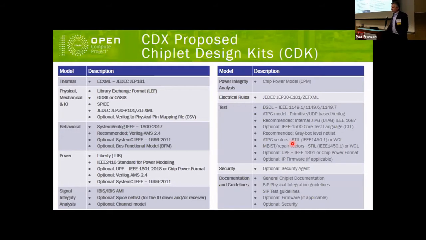So the table below really is the list that we've come up with, and this summarizes the chiplet models that we're recommending to comprise a complete chiplet design kit, or CDK. So we are asking chiplet vendors to provide these models to their end users. And the list is fairly comprehensive. So in some cases, not all these models are applicable, but there are some models that are, I'll say, required but strongly recommended, and others are optional or recommended.